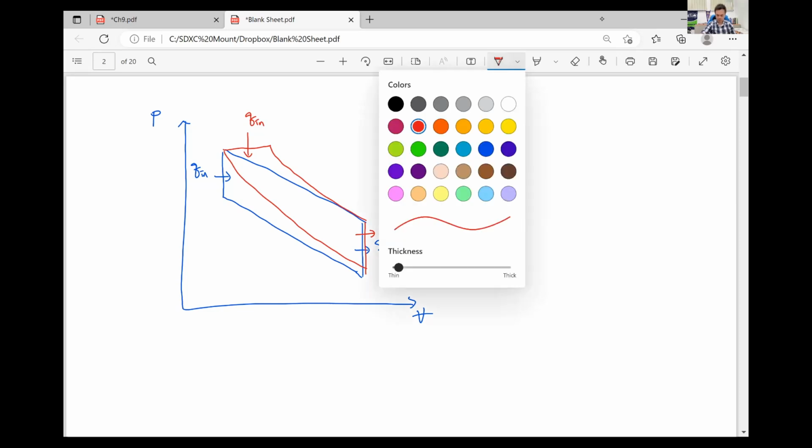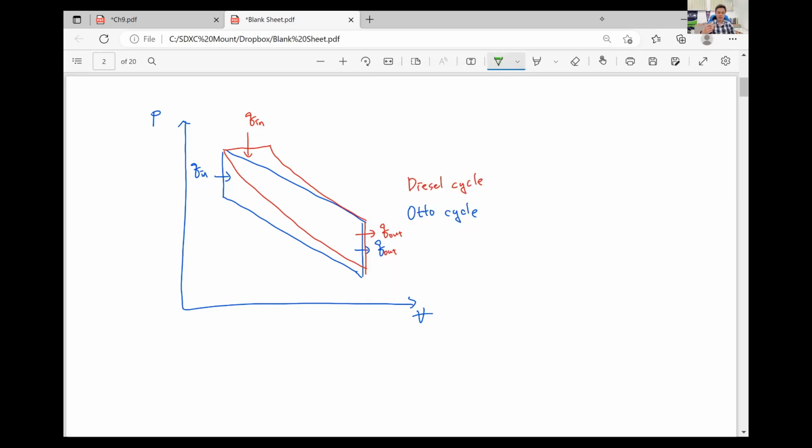Now Brayton cycle. In the Brayton cycle, the heat addition process is replaced by a constant pressure process, and the heat rejection process is also a constant pressure process. Okay, so I will make the Brayton cycle like this. This is Q in. This is Q out. So the green one is the Brayton cycle.